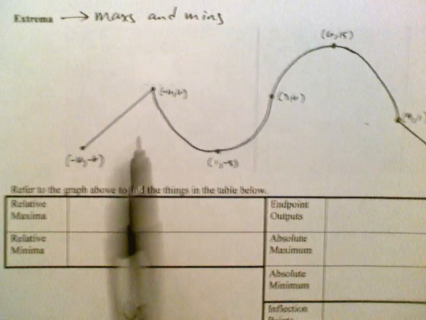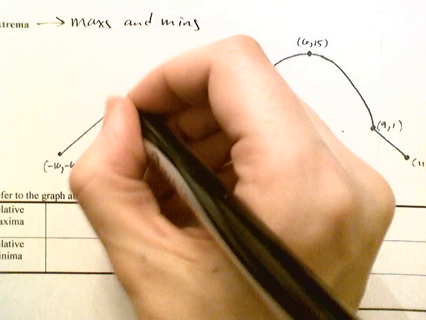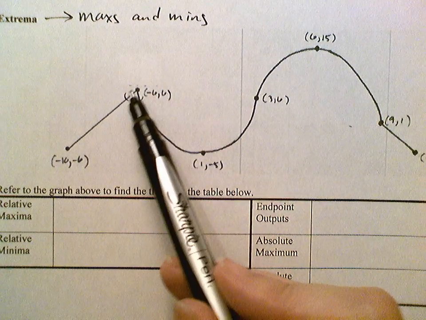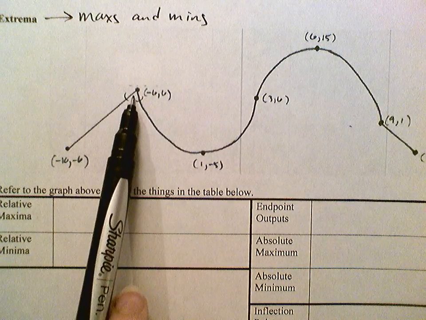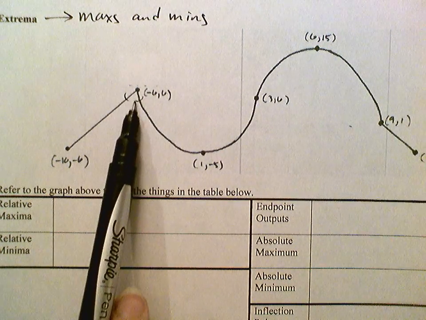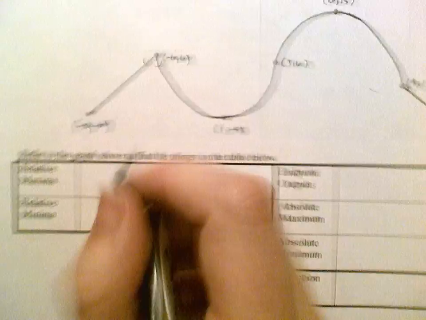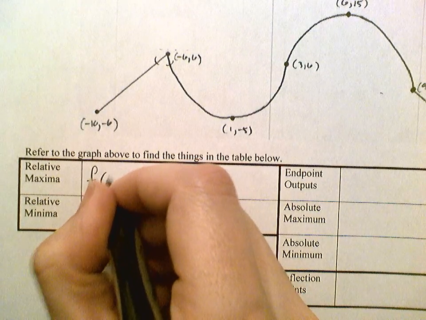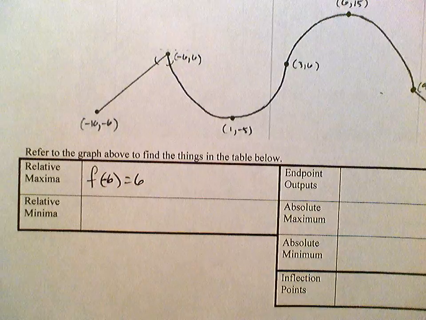So here is the first one that I see. All right, I'm going to go like this. So if you just look at the section of the graph, where I put those little marks, this point here has the highest y value of all the points that are around it. So we've got a relative maximum at f, so it's f of negative 6 equals 6.